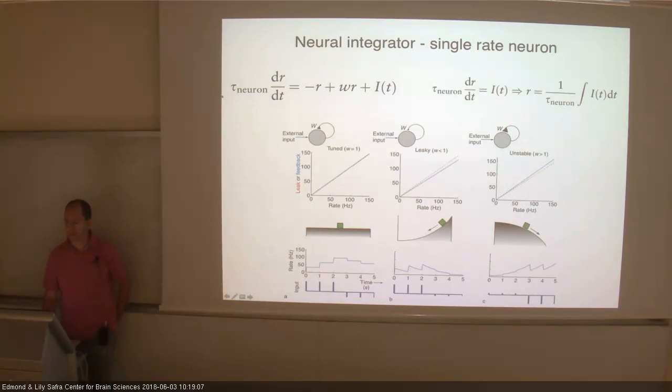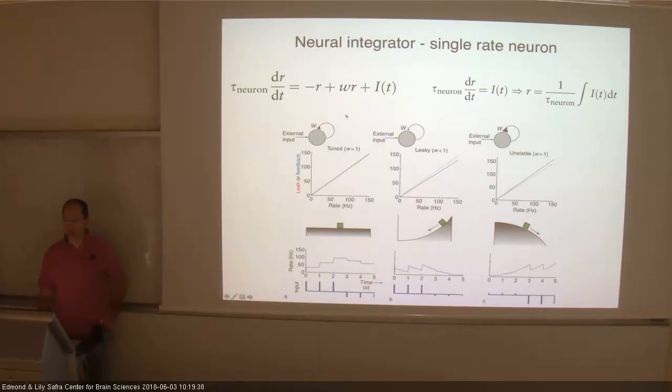So we started with this simple scheme, and we went to this. This is the condition when W is equal to 1. Then the derivative of R in time is equal to the input of the system, and R is just the integral of the input in time. So this is why we call it a neural integrator. It integrates the input that the system got in time. In a second, we'll see an example of why it's really important, why all of you have an integrator in your brain.